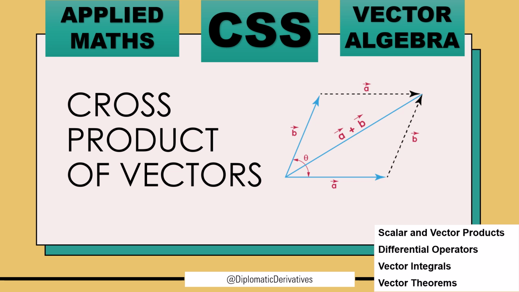In our previous video, we dealt with the scalar product of vectors, also known as the dot product. Today, we're going to talk about the cross product of vectors.